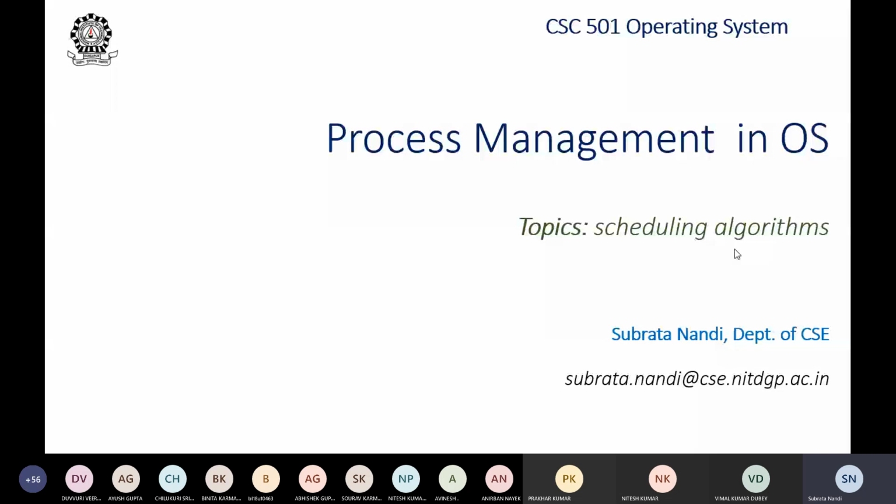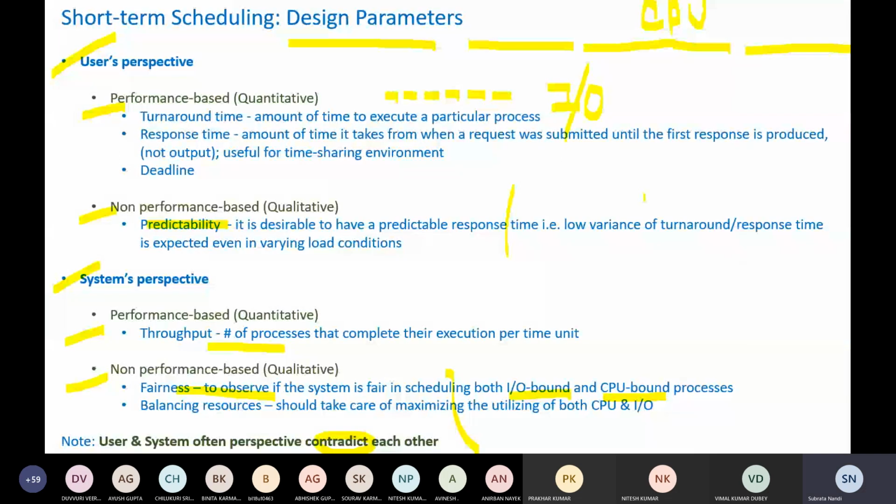But in this particular process management topic, generally we are interested in finding out the algorithms which can be used for picking up a process from the ready queue or in the preempted state to be assigned the CPU. So what we found is that these are the different performance parameters. Some of them are from the user's perspective, some from the system's perspective, and they might be contradictory at times. These are the different possible strategies.